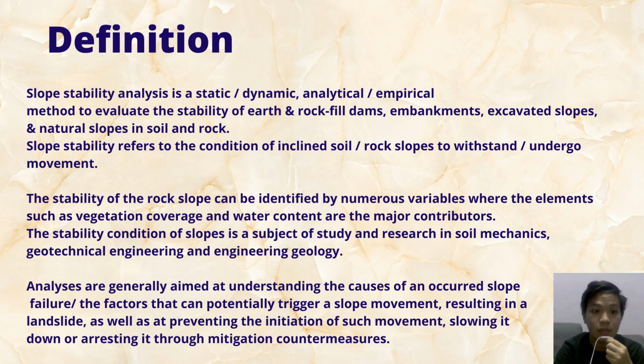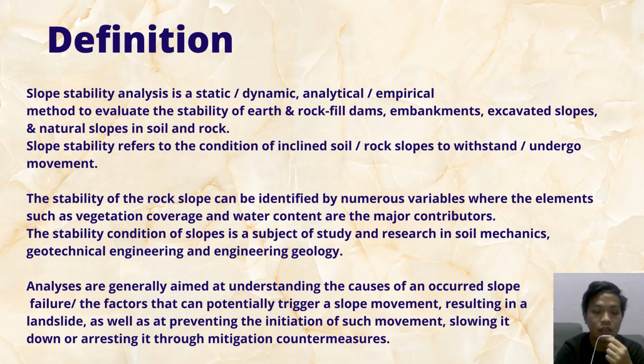Definition: slope stability analysis is a static or dynamic, analytical and empirical method to evaluate the stability of earth and rockfill dams, embankments, excavated slopes, and natural slopes in soil and rock. Slope stability refers to the condition of an inclined soil or rock slope to withstand or undergo movement. The stability of a rock slope can be identified by numerous variables, where elements such as vegetation coverage and water content are the major contributors.